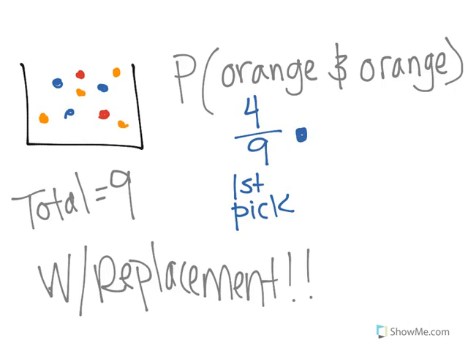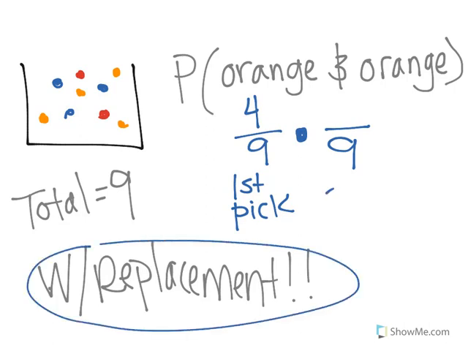So your first pick, you have a 4 out of 9 chance of picking an orange. You throw the orange back in, so the total goes back to what it was. You might have taken an orange marble out for the first pick, but then you threw it back in for the second pick. So whenever you see with replacement, the 2 totals, or however many picks, should always be the same. So we got a 9 here, and then you throw that marble back in. That means that there's still going to be 9 in that box.